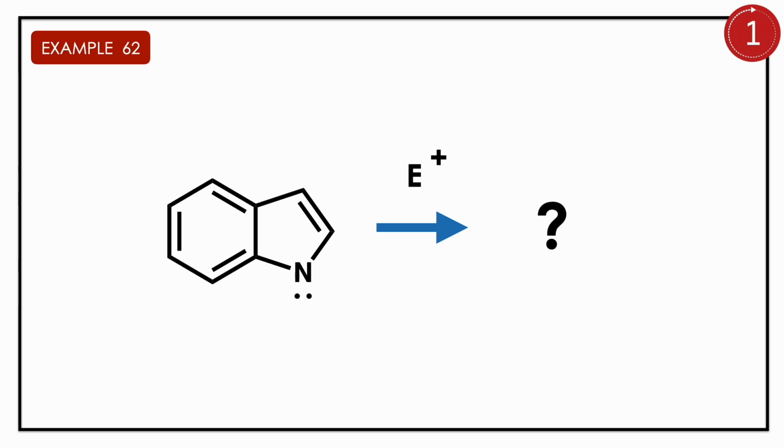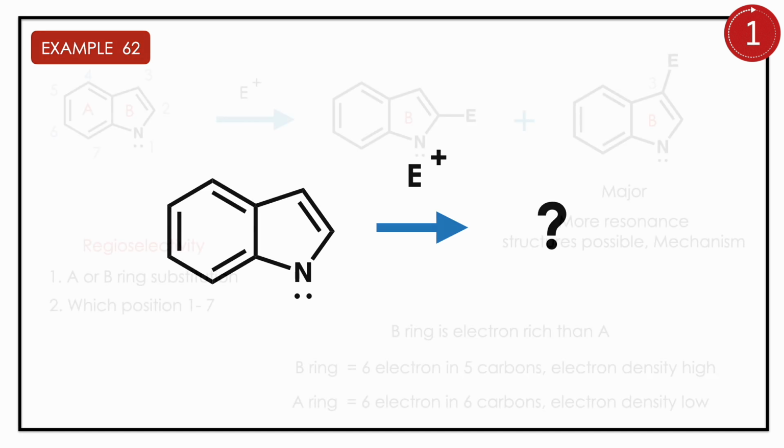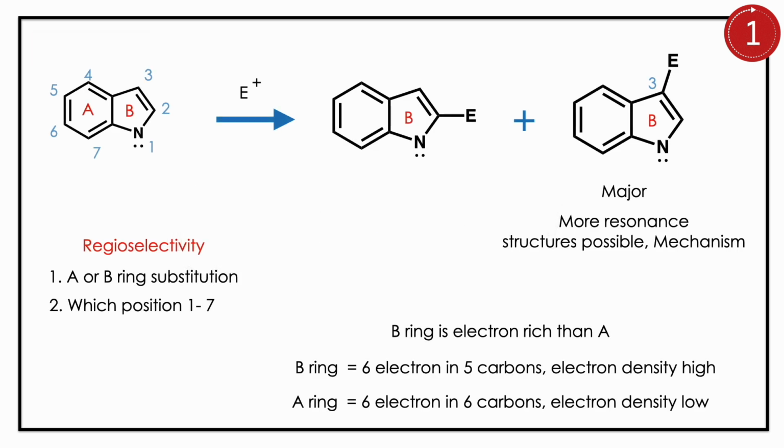Then the next example, you have indole reacting with an electrophile. You should find what will be the final product. The electrophile can attack many positions here, including nitrogen, but the attack only happens on the B ring in the third position. The reason is based on mechanism. Only attack on the third position gives many resonance structures. So the attack happens on the third position. It will not attack the A ring.